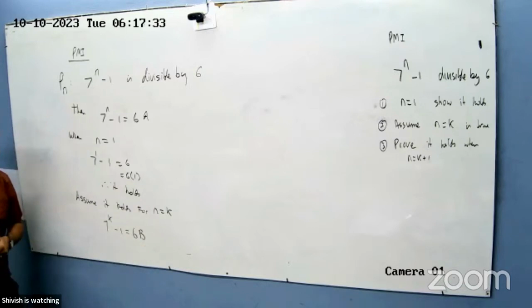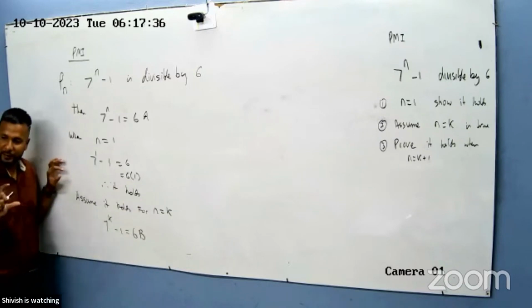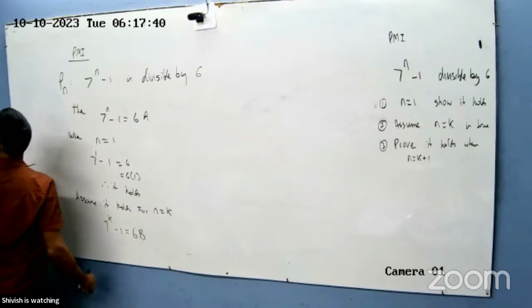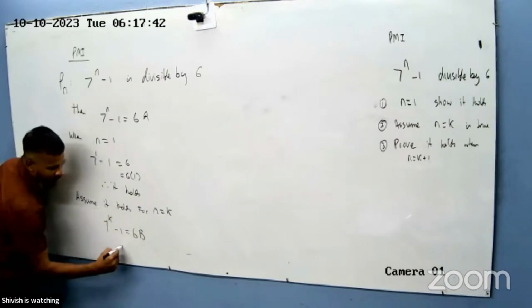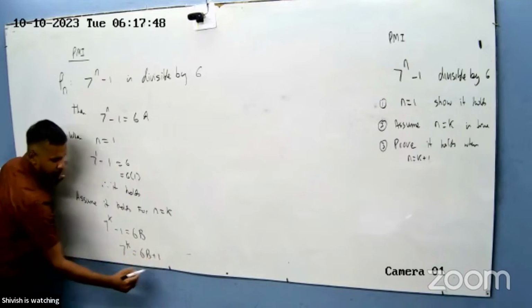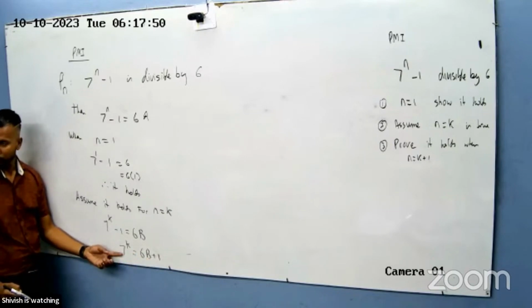When you reach here, different textbooks have different methods. You can make something the subject of the formula. So I will make 7 to the k the subject, so that'll be 6b plus 1. I'll use this later on in the proof.